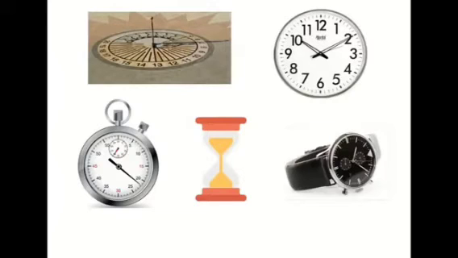Generally, time helps us to measure the duration of any event or the interval between two events, right? Clock is an instrument which helps to measure the time. Look at here, you can see different types of clocks. This is sundial, this is wall clock, this is wristwatch, this is sand clock, this is stopwatch. So all these are instruments to measure time.